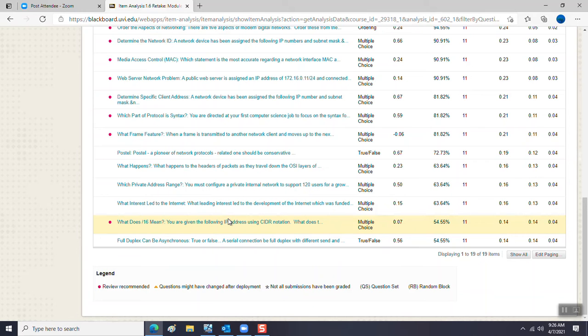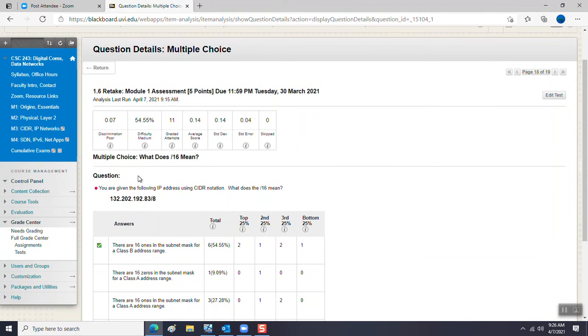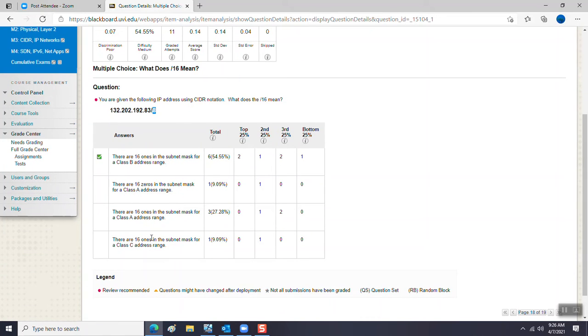What does /16 mean? If you have a /16 address, you're given the following IP address for CIDR notation. What does the /16 mean? That's a problem. However, if we look at the question itself and then look at the answers, there's no answer that refers to a /8. So that's an administrative error. In any case, /16 means there are 16 ones in the subnet mask for a Class B address range.